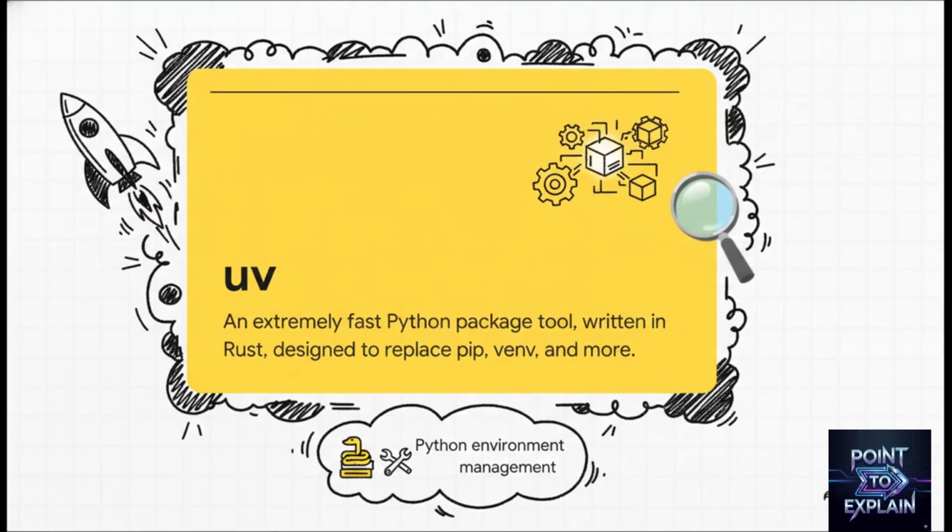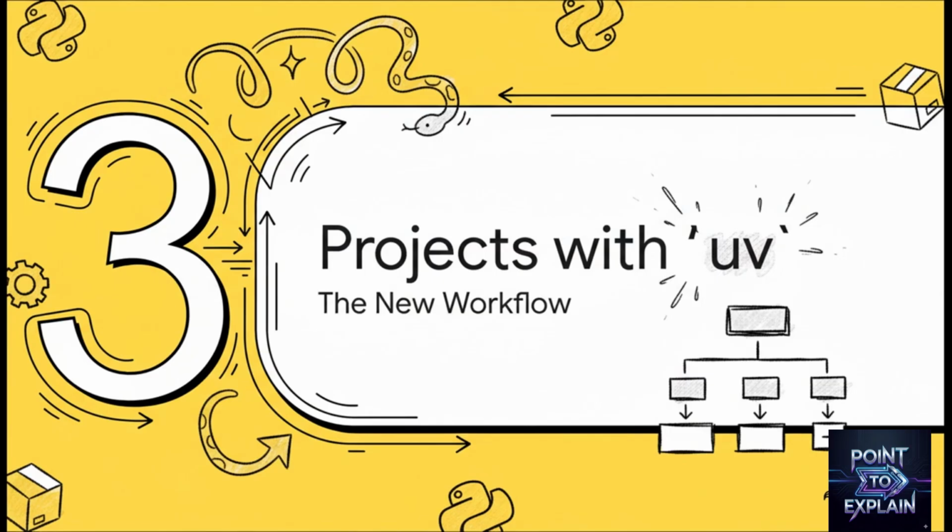So what in the world is UV? Well, it's a single, lightning-fast tool that's here to replace a whole bunch of older ones like pip and venv. It's written in Rust, which makes it incredibly fast, but its real magic is how it simplifies absolutely everything into one unified system. So, how does this actually change things on the ground? Let's walk through the new workflow for managing a full-scale Python project. This is where you're really going to see the night and day difference.